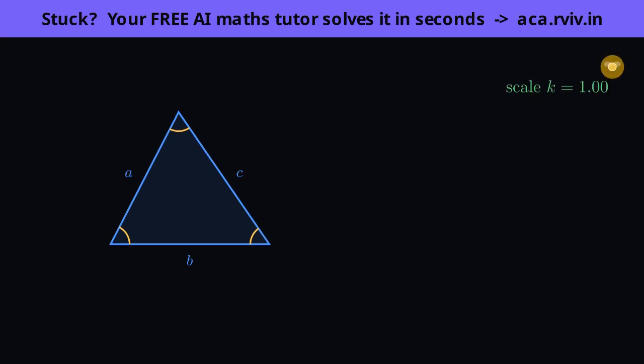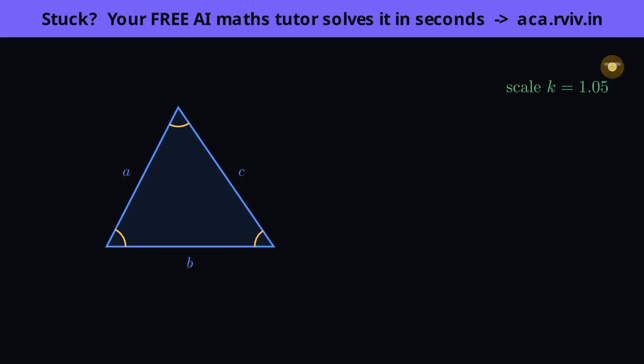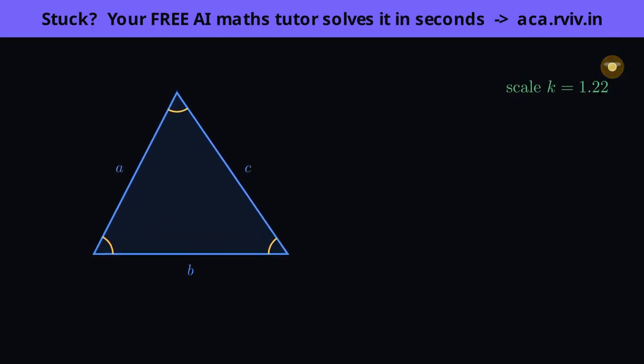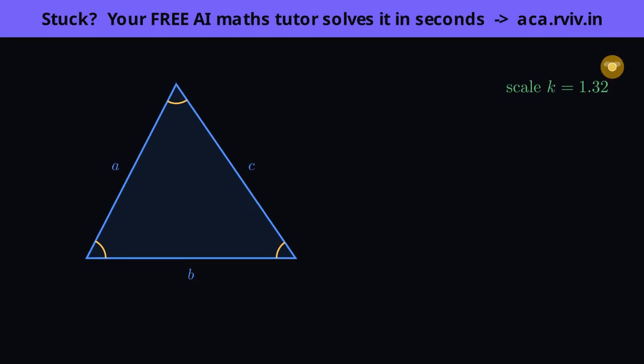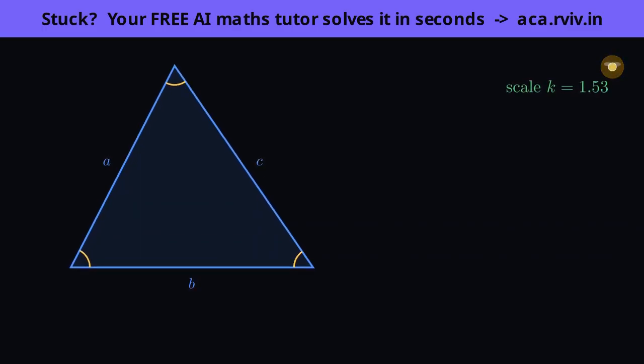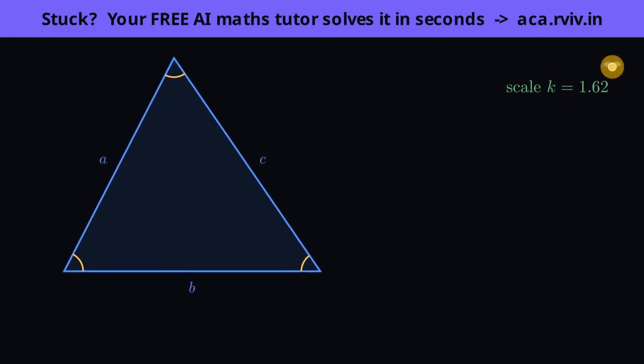Watch as I scale it up. Notice that every side grows by the same amount, they don't grow independently. If I stretch by a factor k, then A becomes k times A, B becomes k times B, and C becomes k times C. That single number k is the same for all 3. And that's the whole point, one common multiplier.